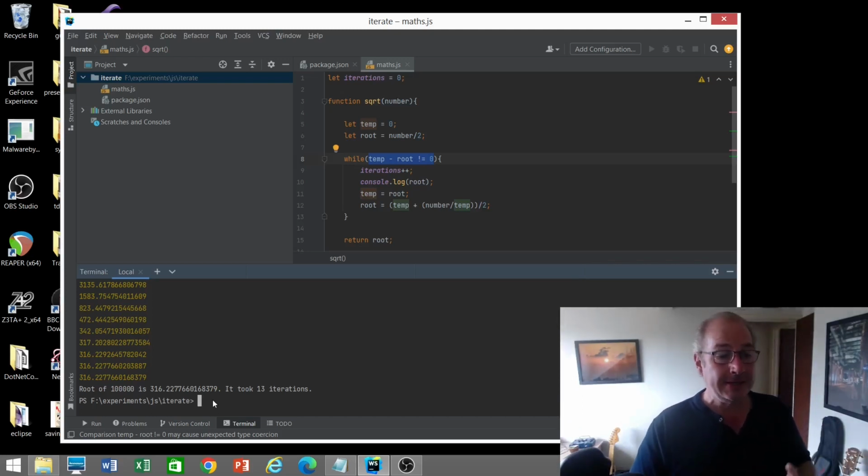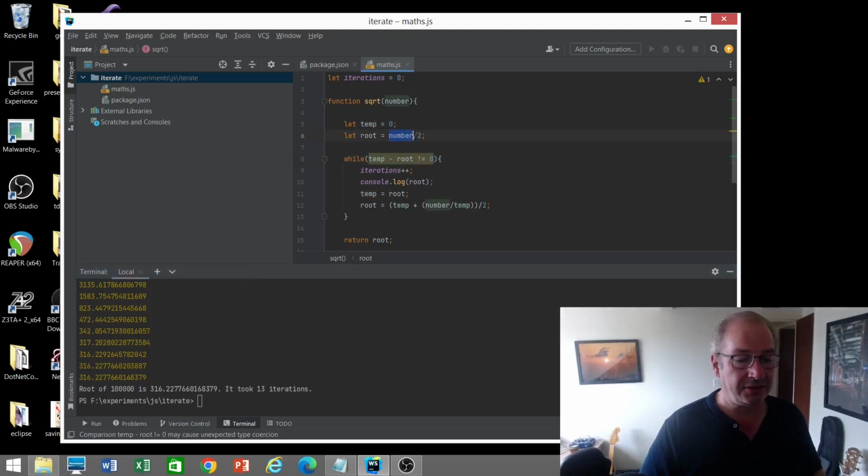Now, that initial guess, in fact, you can see here, we could put anything in here. Let's make it 10,000. So we're far away. If we do the square root of 9, we're far, far away.